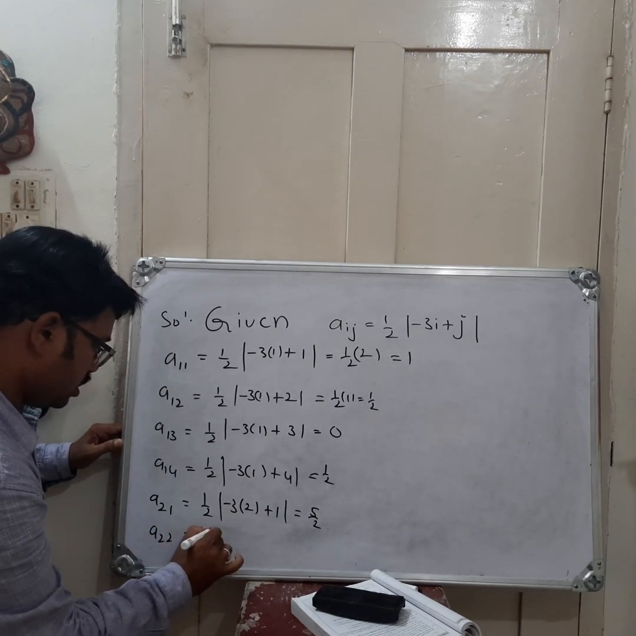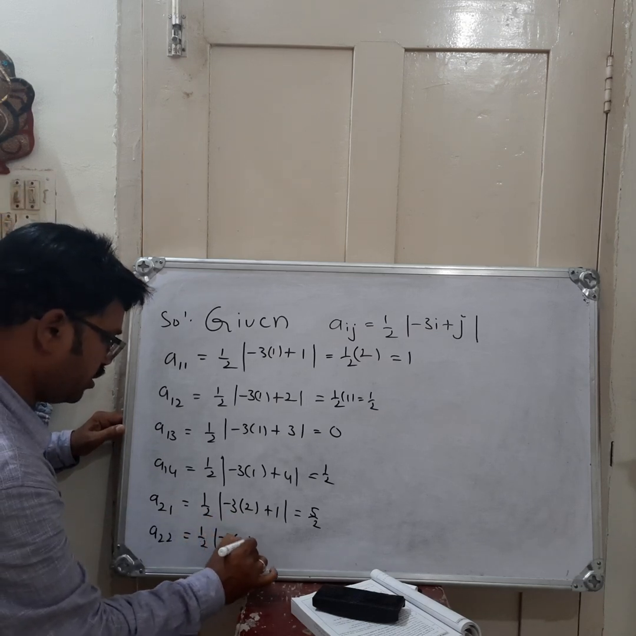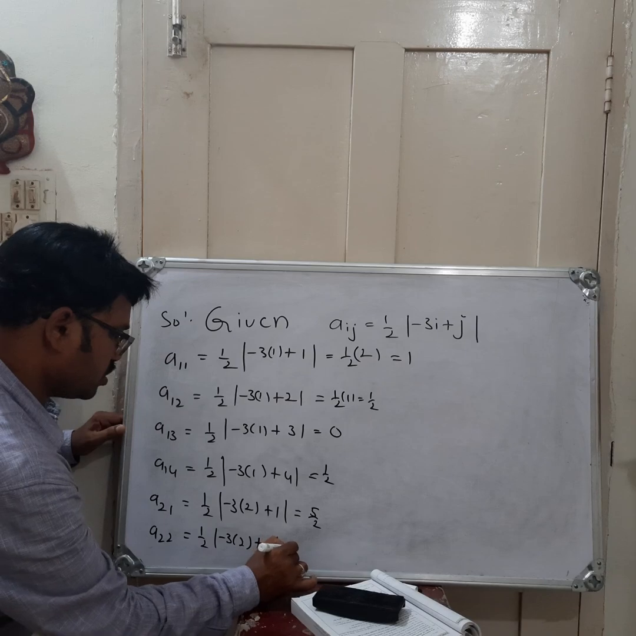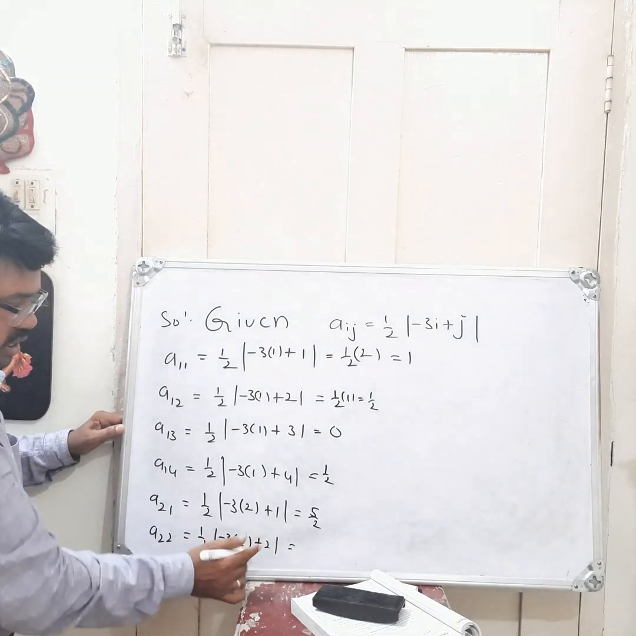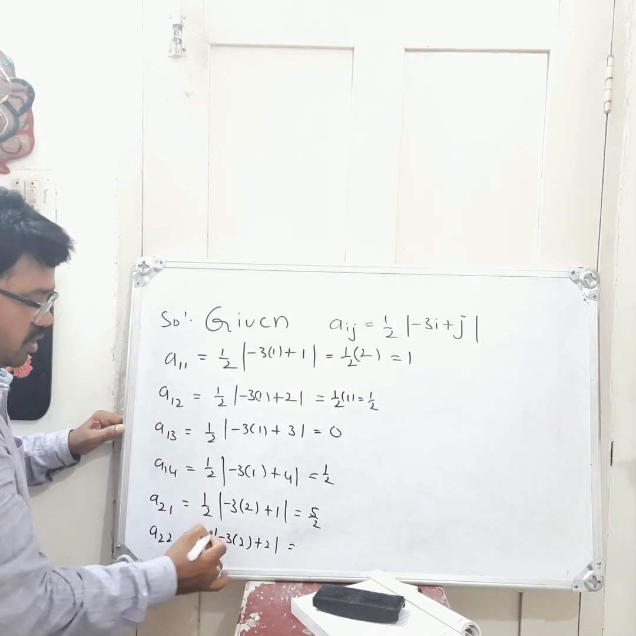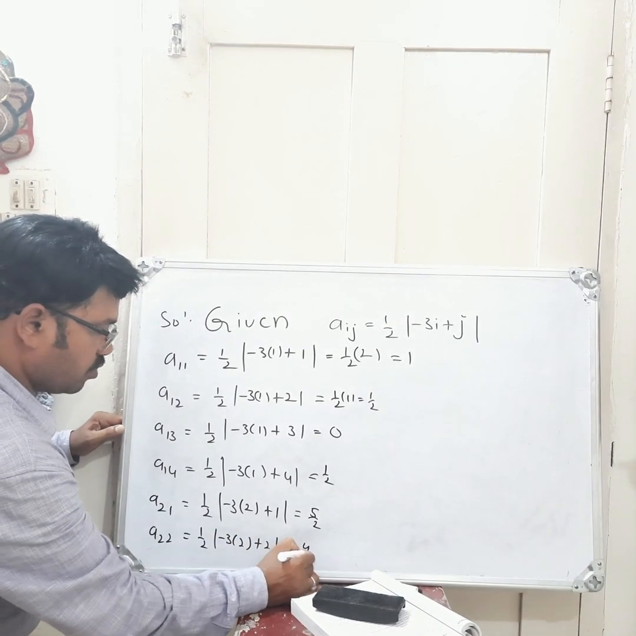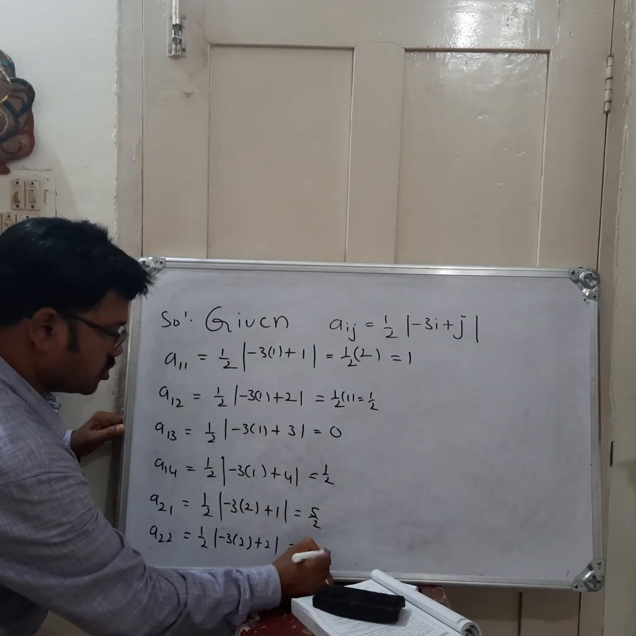A22. Here i equal to 2 and j equal to 2, minus 3 into 2 plus 2. 3 2s are 6. Minus 6 plus 2, the value is minus 4. Due to this modulus, minus becomes plus 4. 4 divided by 2 means the value is 2.